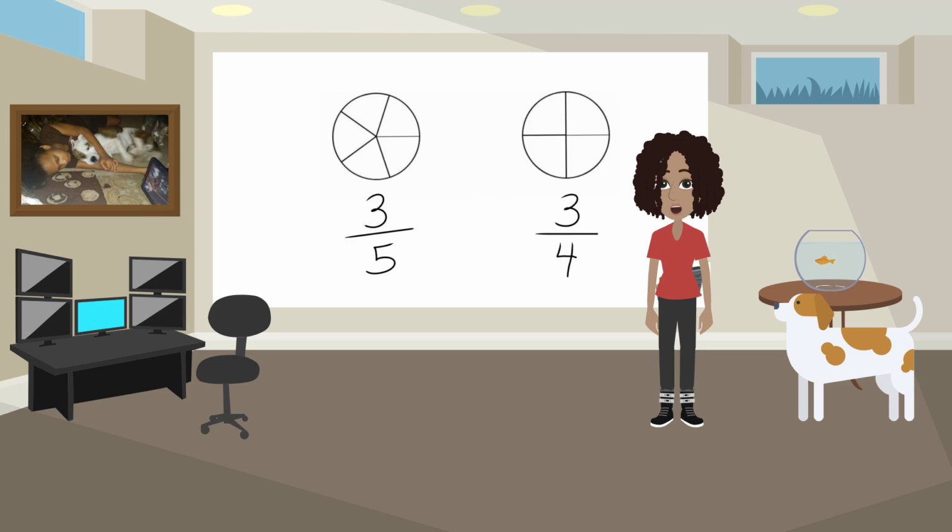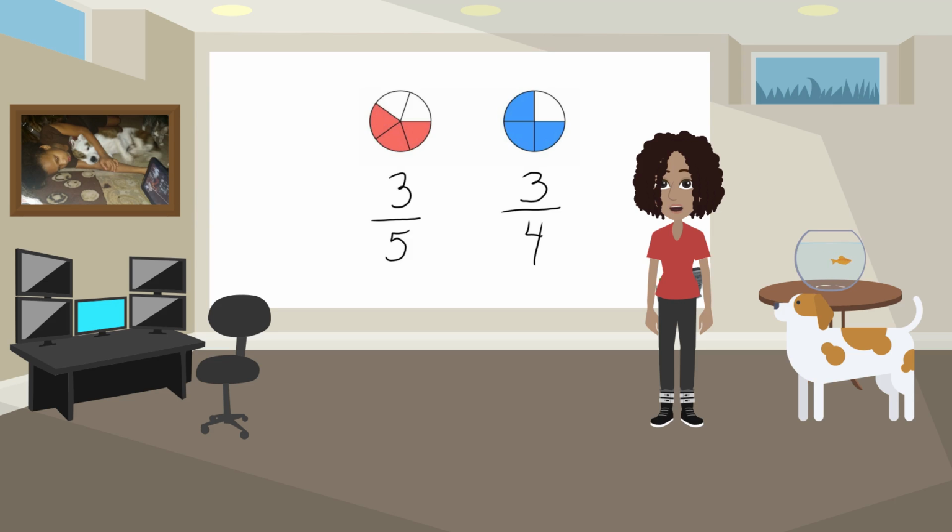Let's color in our common numerator. Is 3/5 greater than, less than, or equal to 3/4? Less is shaded in for 3/5, so 3/5 is less than 3/4.